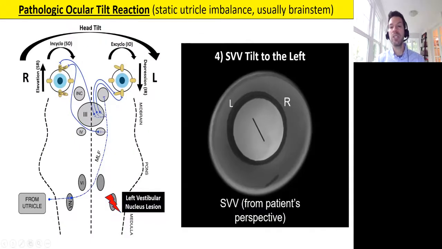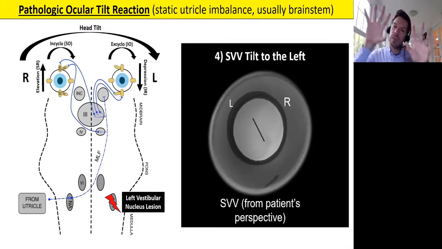And this is the same patient. What will that patient see? The patient will see, when you put the head in the bucket, this is from the patient's perspective, that the SVV, the subjective visual vertical, will also be significantly tilted to the left, in the same direction as the head tilt, in the same direction as the ocular counter roll.